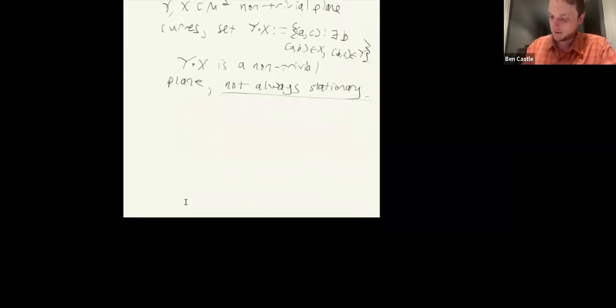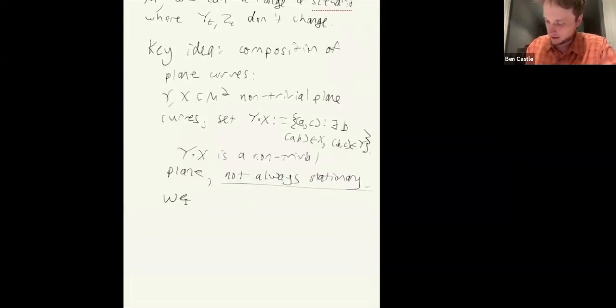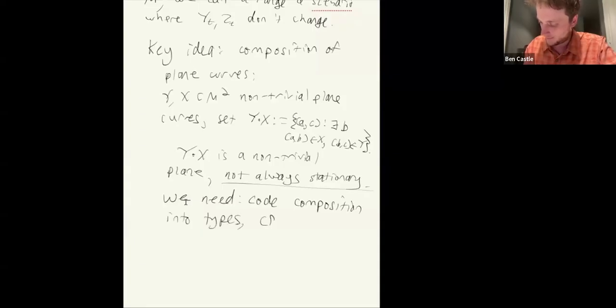So what do we do? In the end, we need to code composition into the language of types and canonical bases. This stretches it a bit, it's a bit tricky to follow. I hope it'll be okay. I'm going to try to do it as unintimidatingly as possible, but this is the idea.